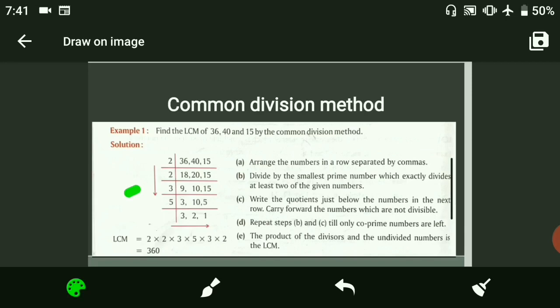Now student, 3, 2, 1. All these numbers do not come in the same table. So what do you do? You take the product of the divisors and the undivided numbers. You multiply these divisors and this remaining number, and then you get the LCM. That means 2 into 2 into 3 into 5 into 3 into 2. When you multiply it, you get 360.